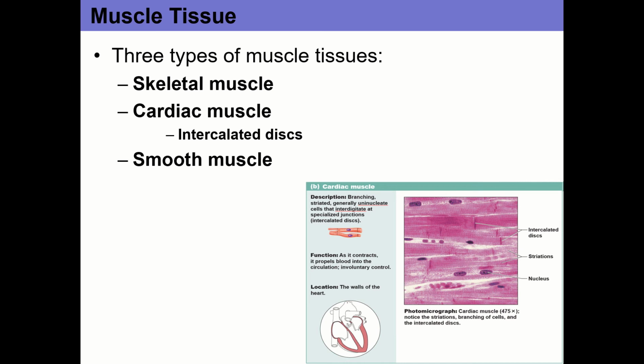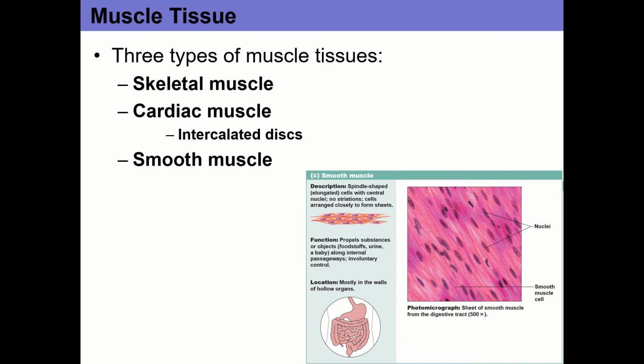And then our last type is smooth muscle. You can see here that with smooth muscle, you don't see that overlap of the contractile fibers, so it doesn't have that striated appearance like the other two.